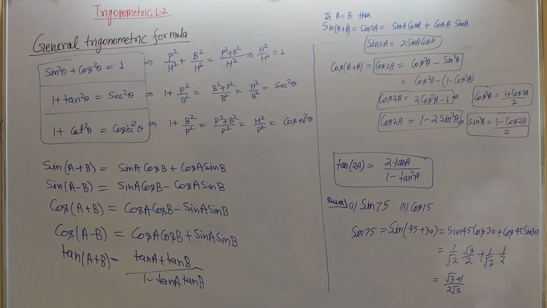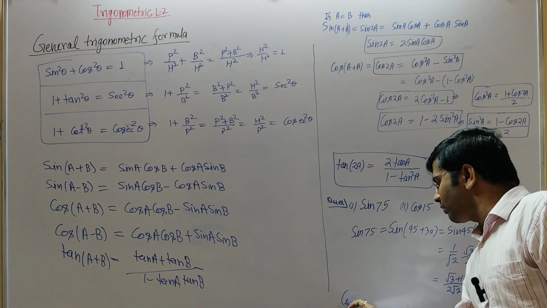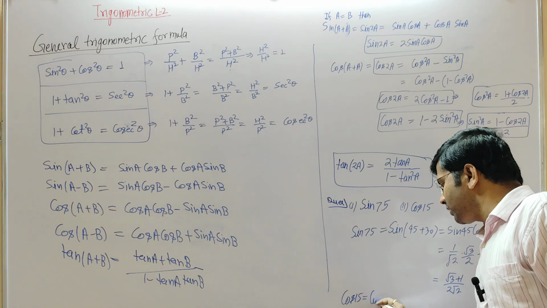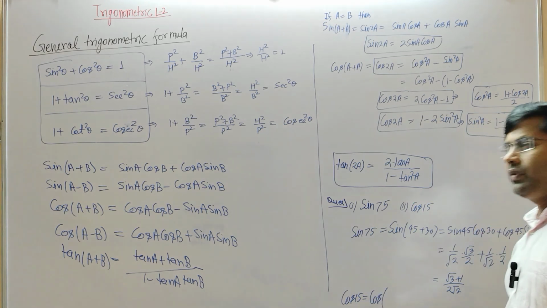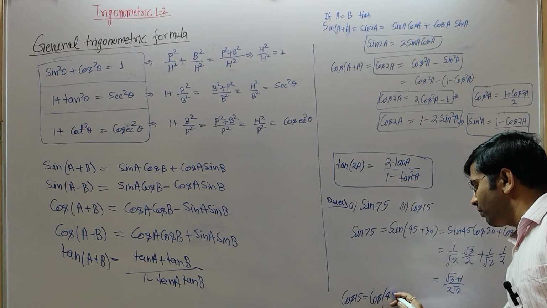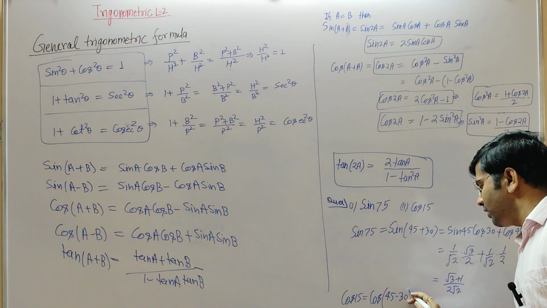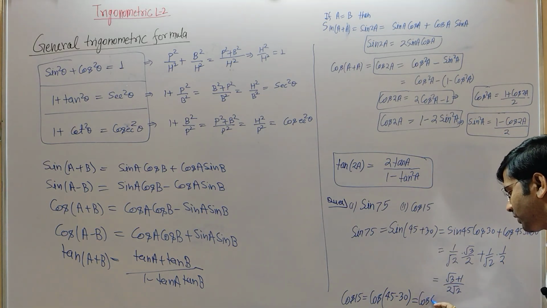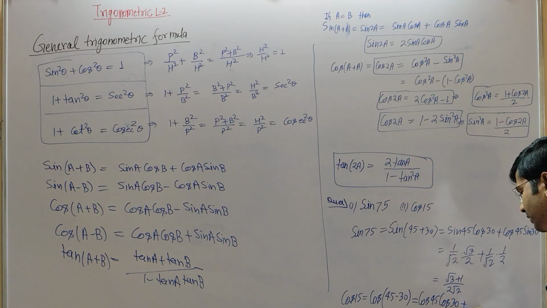Clear? Second, if I am finding cos 15, similarly we know that 15 equals 45 minus 30. So this will be cos(45 minus 30). The formula for this one is cos A cos B plus sin A sin B.